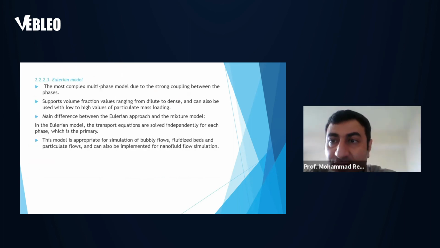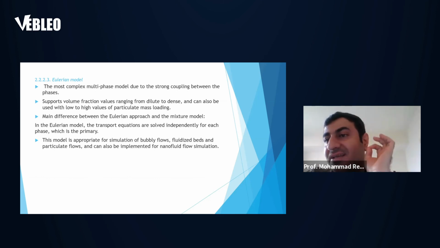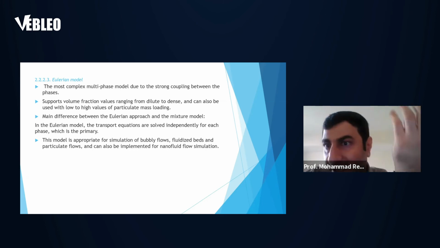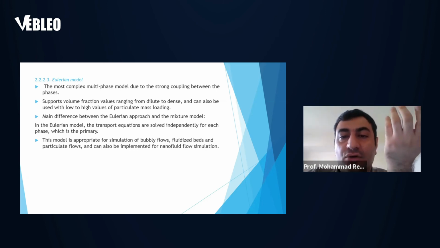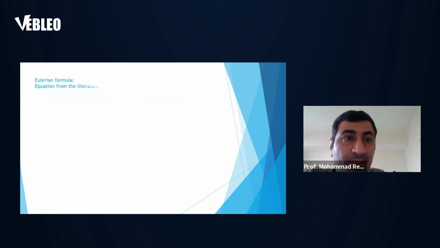And the last two-phase model is the Eulerian model. It's really complex and really time-consuming. It can be used for a big range of volume fractions. It gives you specific outcomes that you cannot get from other models. It's also very good for problems where you use VOF, like bubbly flows or fluidized beds or something like that. But it's really time consuming.